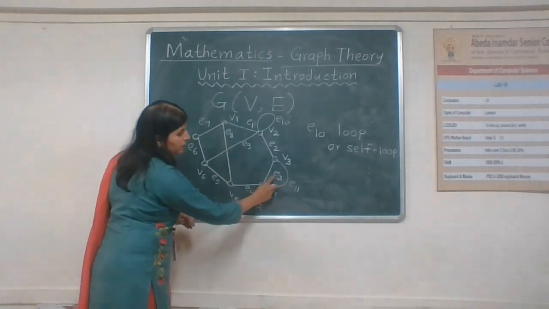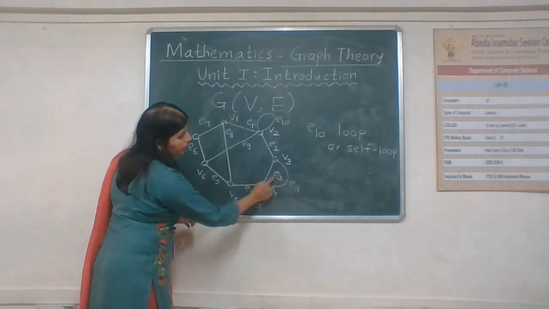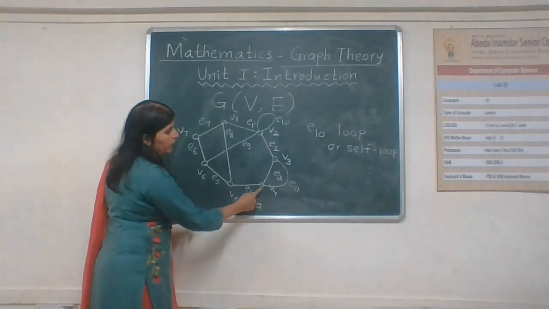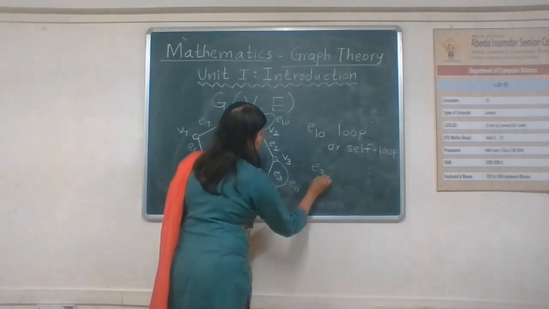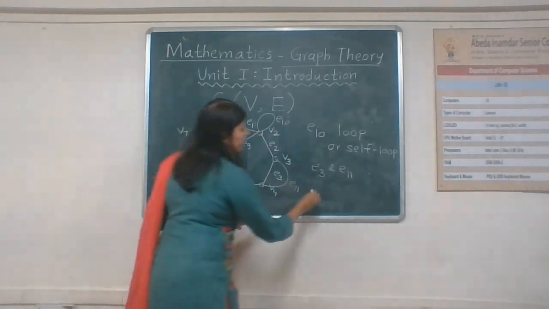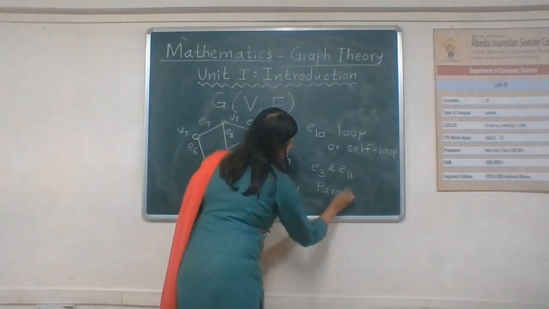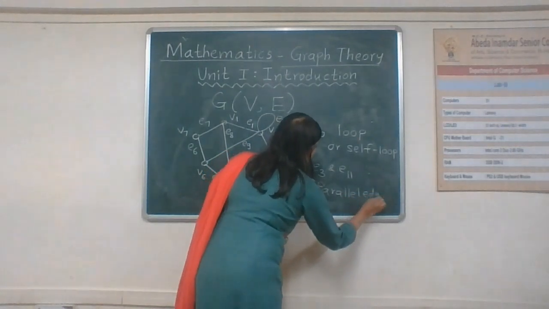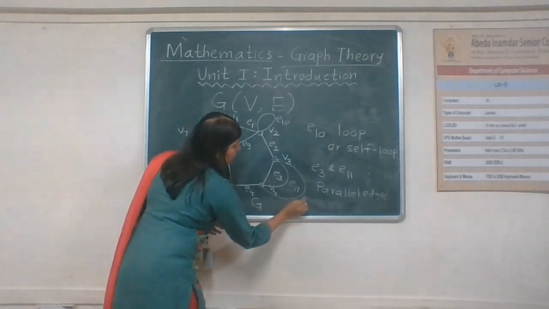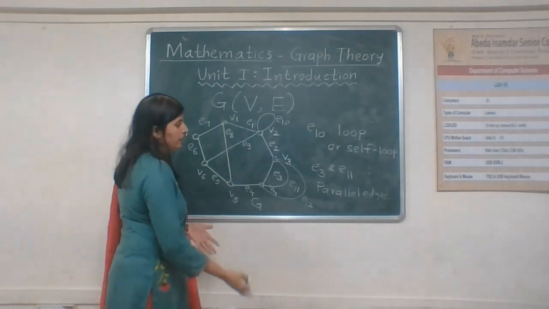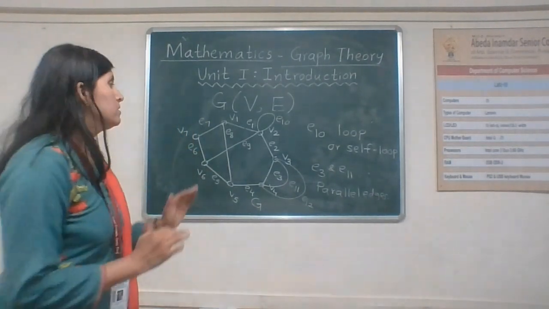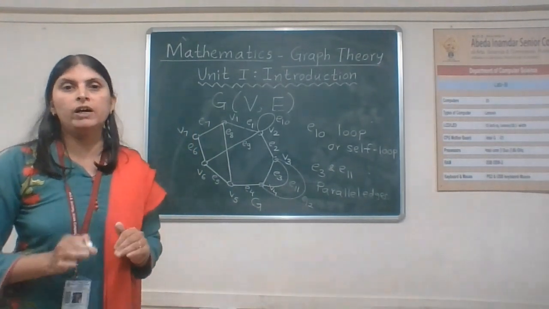Now see the two edges E3 and E11. Here the end vertices of E3 are V3 and V4. E11 has end vertices V3 and V4. That means the two edges E3 and E11 have the same end vertices. So E3 and E11 are parallel edges. Now, if I draw one more edge here, say E12 joining V3 and V4, then again I can say that E3, E11 and E12 are parallel edges because they have the same end vertices.